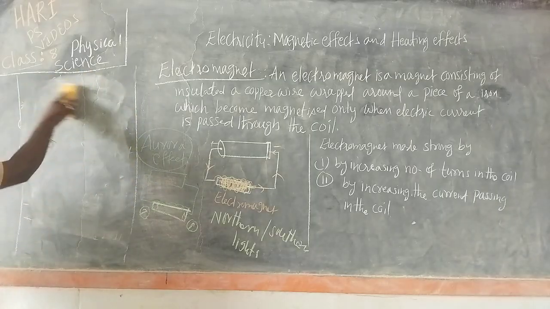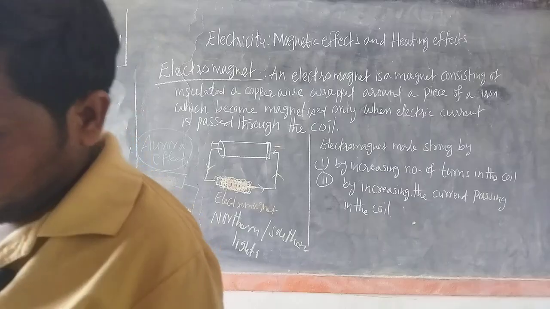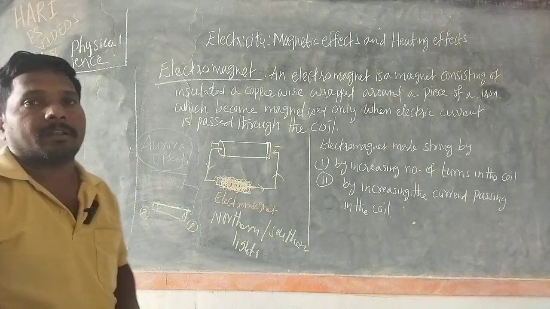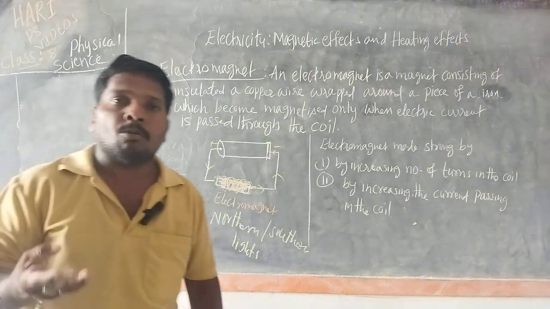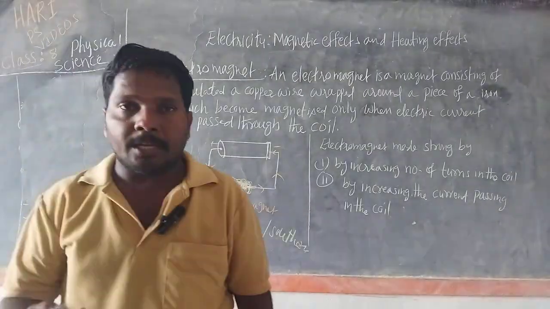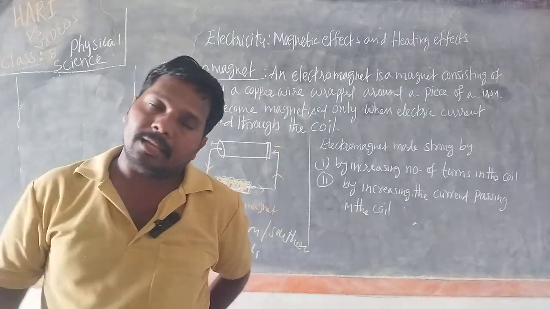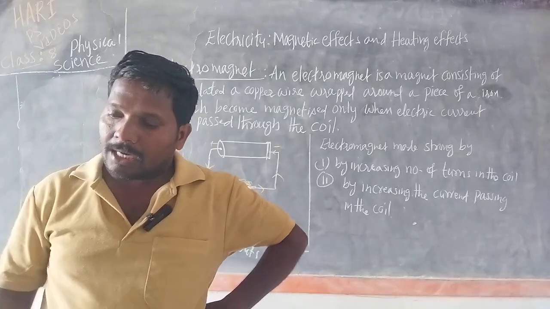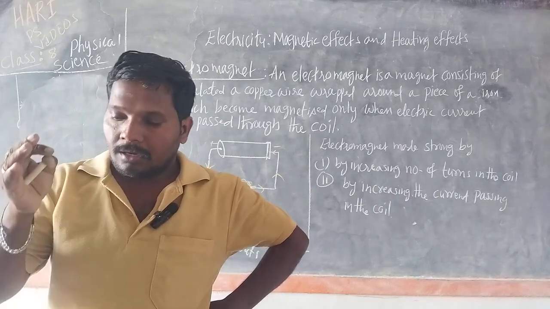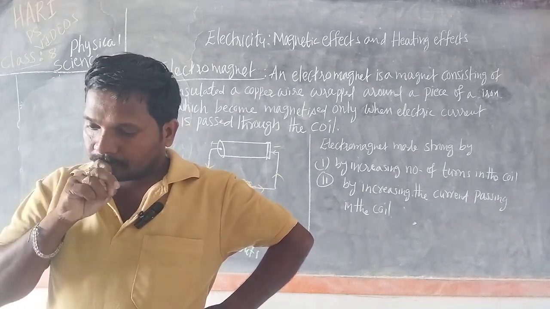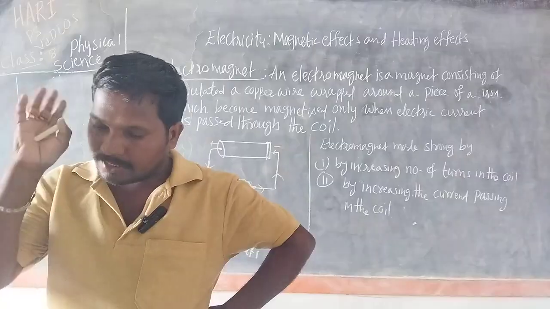Uses. Electromagnets are used in the construction of a large number of electrical appliances, such as loudspeakers, electric motors, electric fans, electric toys, telephone instruments, electric bells, etc.